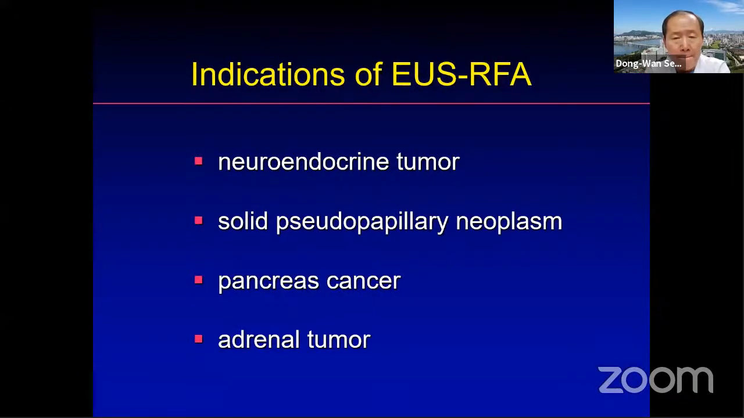These are current indications of EUS-guided RFA: neuroendocrine tumor, solid pseudopapillary neoplasm, pancreatic cancer, and adrenal tumor. Although there can be some controversies, I think the indications can be widened more if we accumulate more data and experience.